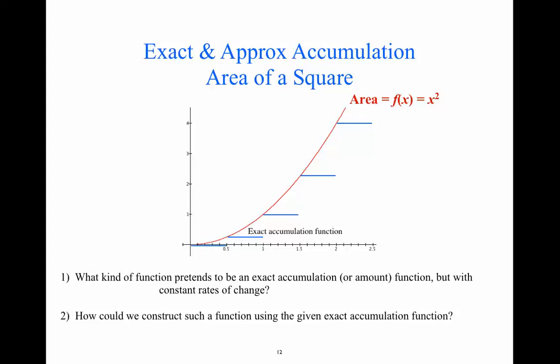Let's hear your thoughts about this. Yes or no? Is this how we're going to approximate the accumulation function with constant rates of change? Any comments? Yes. What do you think? Who said yes? Why yes? Okay. Other thoughts? Yes, sir. No. Okay, we have a yes and a no. Why no?